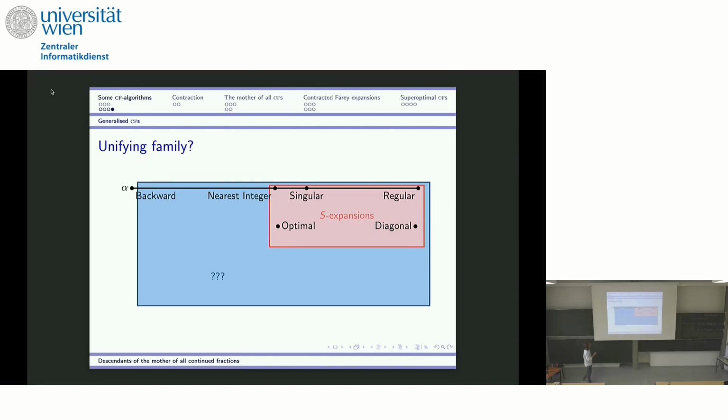There's a natural question as to whether or not there's a unifying family which contains both of these families, the alpha continued fractions and the S expansions. So the first part of the talk will be an affirmative answer to this. This is what we call contracted Farey expansions. So I'll describe these continued fraction algorithms. And then in the last part of the talk, we'll zoom in on a certain family of contracted Farey expansions, which we call superoptimal continued fractions. And these are motivated by Bosma's optimal continued fractions.